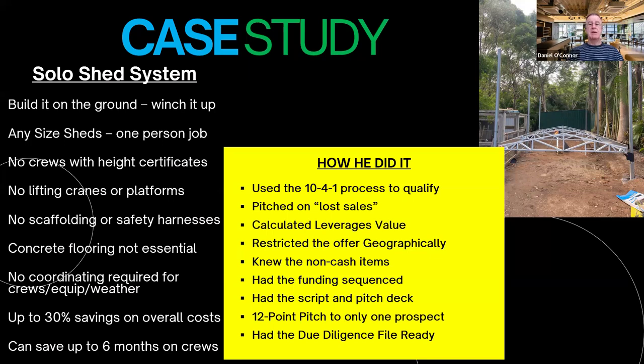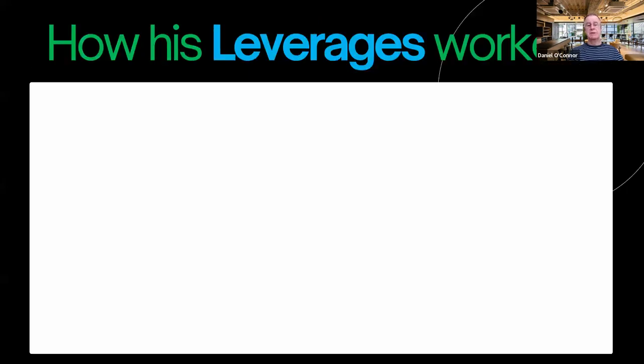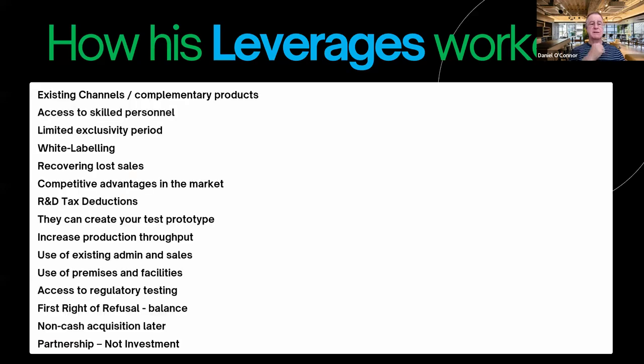Now, I want to talk to you about how his leverages worked. I want to give you the list of leverages. I'll do a quick explanation of those, and then I'll show you how he was able to use those leverages. So firstly, here's the list. There's 15 there. We actually just used 14. The last one is not a leverage. I put it in there because it's essential to understand that these leverages are across people for a partnership, not an investment. So anybody who's in the industry or the market are looking for partnership, that's how we fund, using leverages.